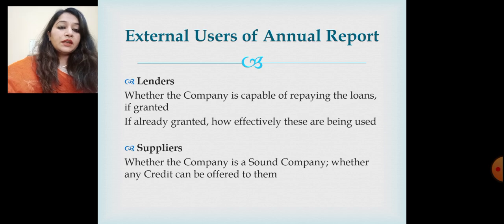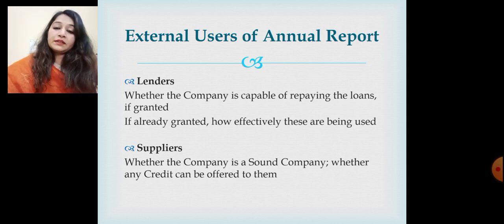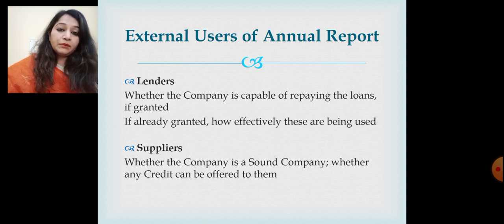Supplier: whether the company is a sound company, and whether any credit can be offered to them in future. If the company is a sound company, then the supplier can supply the raw material on credit to the company because their money is safe. But on the other hand, if the company is not sound, then the creditor or the supplier will not supply the raw material on credit.